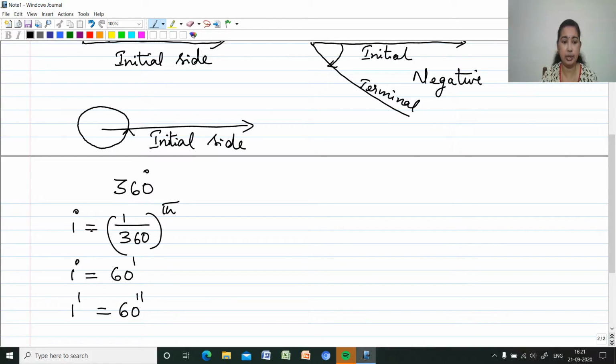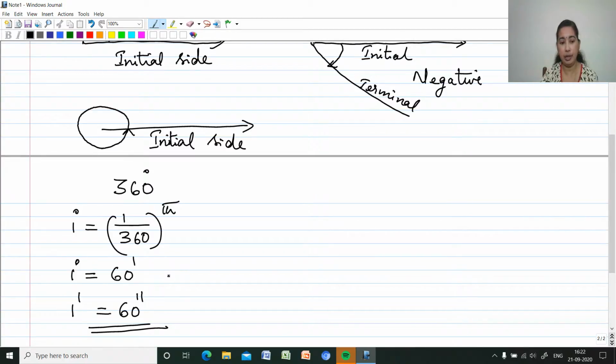So 1 degree is actually 1 by 360th of a revolution. And what is 1 degree? It is actually 60 minutes and 1 minute is 60 seconds. So this is the lowest form. Seconds is the lowest form of degree.